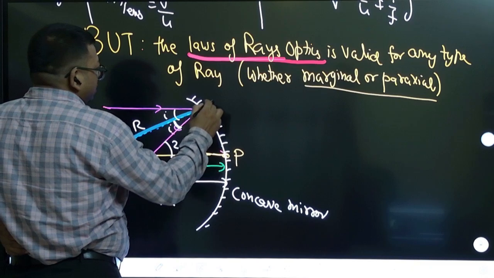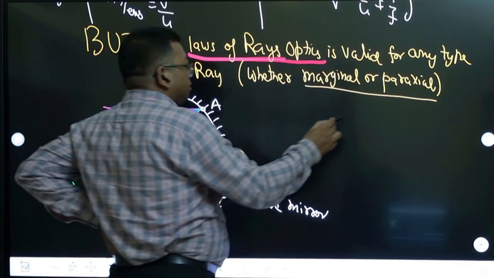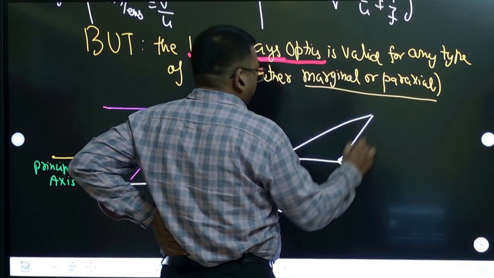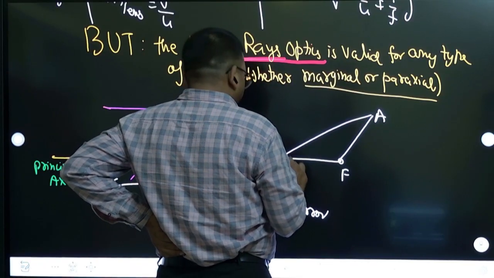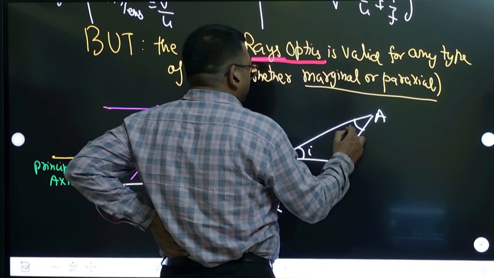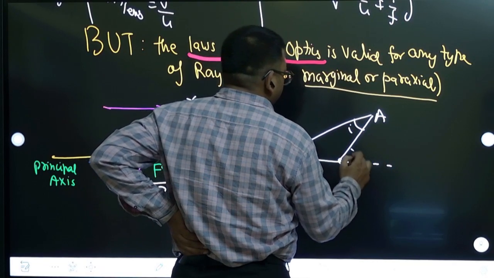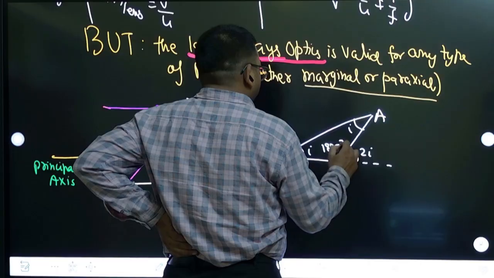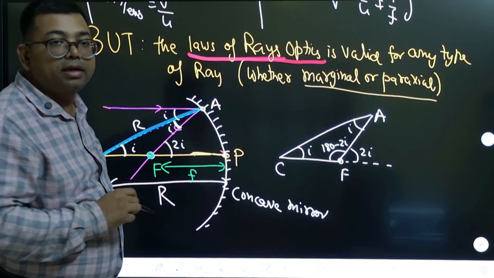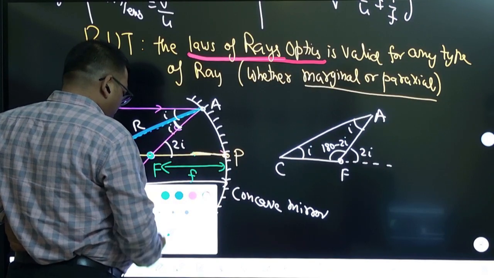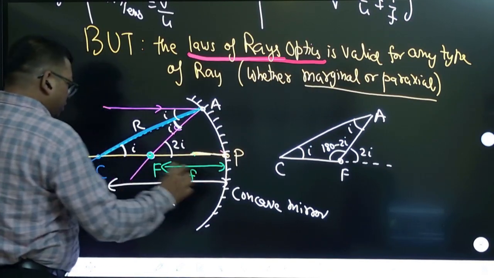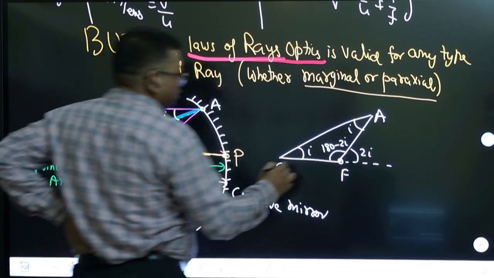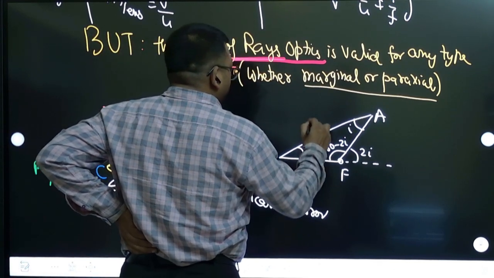Now look at this. Let us call this point A. Look at this triangle FAC. This is I, this is I. This angle is 2I, so this angle will become 180 minus 2I. And note that this distance is f, this total is r, so this distance becomes r minus f. So this distance is r minus f and this is equal to r.